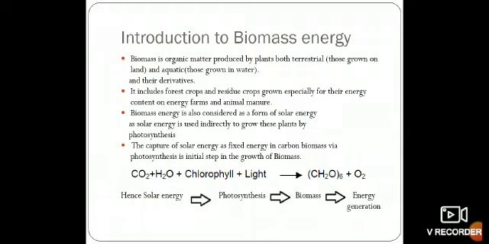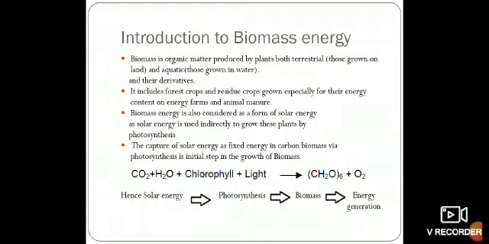Introduction to biomass energy. Biomass is an organic matter produced by plants, both terrestrial and aquatic. Terrestrial means those grown on land, and aquatic means those grown in water, and their derivatives. It includes forest crops and residue crops grown especially for their energy content on energy farms, and animal manure. So biomass is the organic matter which is produced from plants.